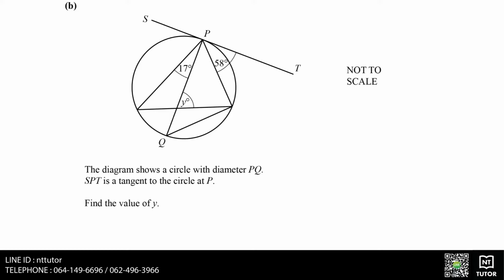The first piece of information is that it's a circle with diameter PQ. This means that circle theorems apply, and the ones with the diameter also apply. The second piece of information is that SPT is a tangent to the circle at P. This means that circle theorems that involve tangents apply, and now we also know that angle QPT must be equal to 90.